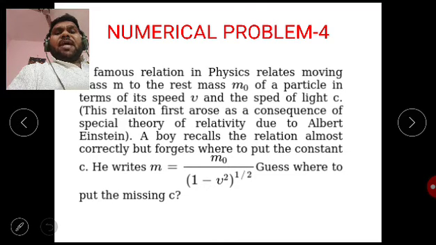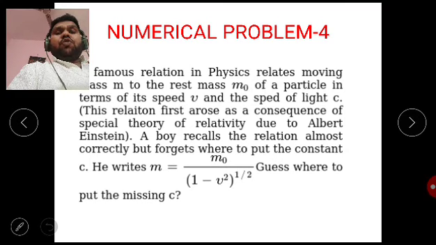Okay, so we know that m is equal to m0 upon some formula, that will come in the next slide, but the boy forgot the formula. He forgot where to put c. c is the speed of light. So we need to correct this formula. This formula is for the relationship between mass and rest mass in terms of velocity and the speed of light. So we are having m is equal to m0 by (1 minus v²) to the power 1 by 2. It is an incorrect formula. So we need to put c at the right place.